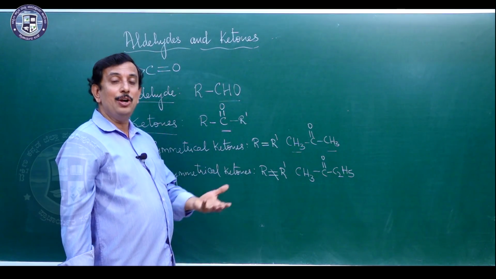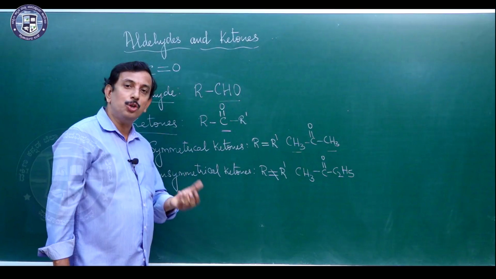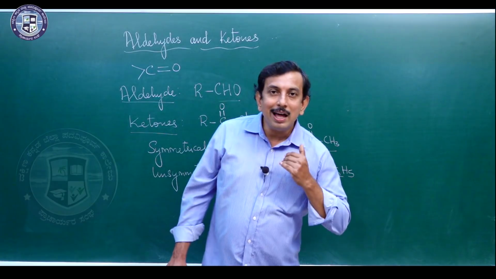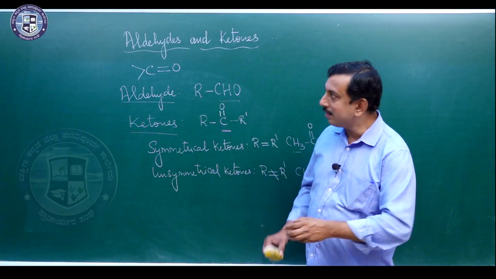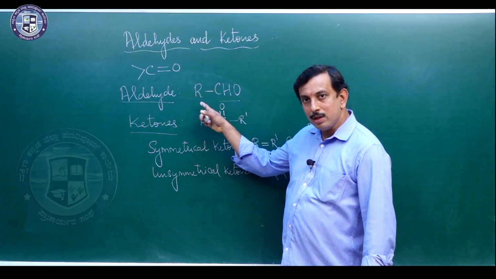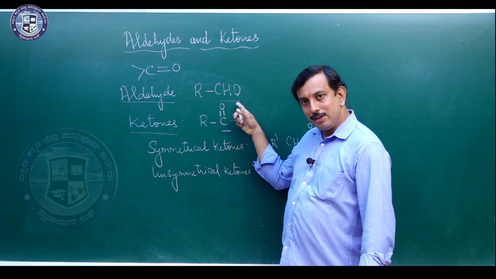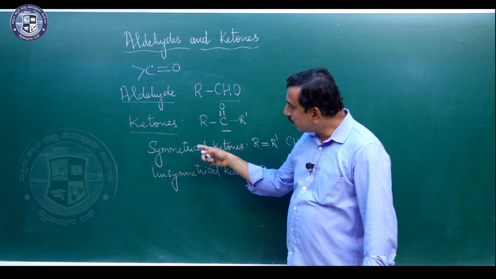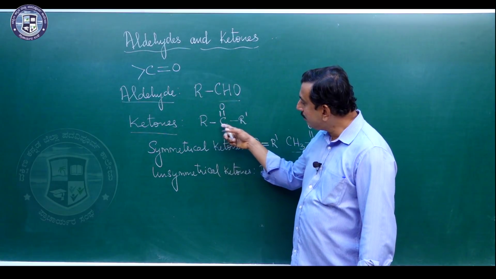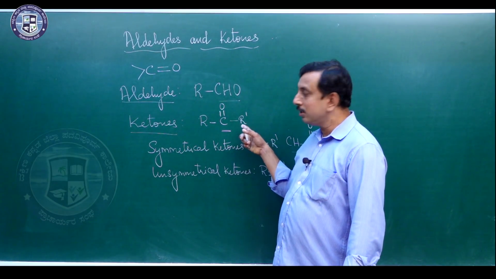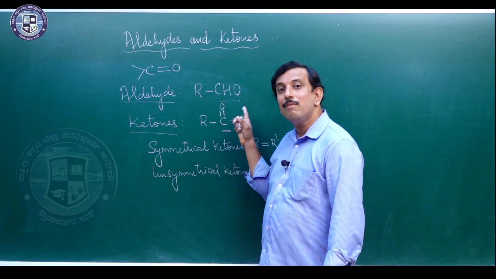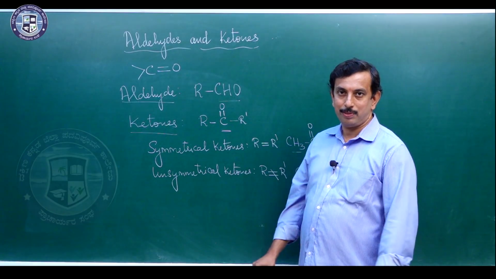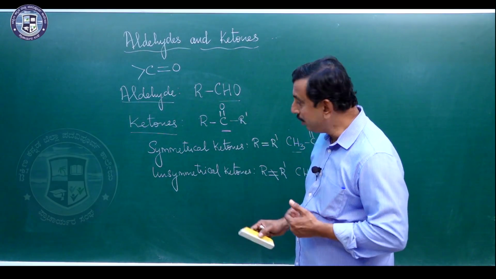This is how we can introduce the unit of aldehydes and ketones to you. Once you have studied what aldehydes and ketones are, you are now aware that aldehydes are the carbonyl compounds represented by the general formula RCHO, where CHO is the functional group. Ketones are the carbonyl compounds represented by the general formula RCOR', where CO or keto group is the functional group. This is how we can define aldehydes and ketones.